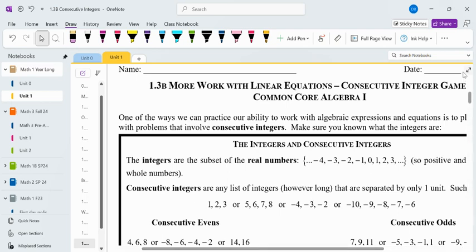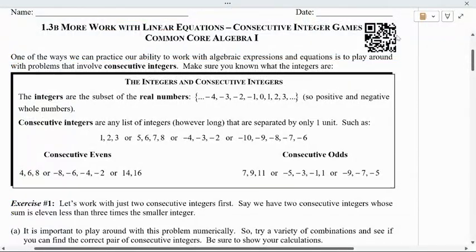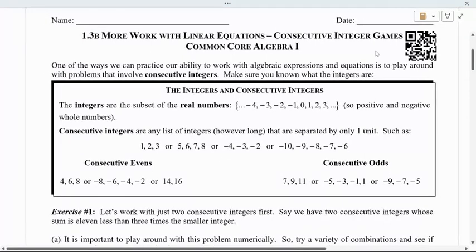Number kind of like goes up. It goes up. It's like the way that we count, right? We count in order. So consecutive are numbers that come in a row or in order, like 1, 2, 3, 4, 5. -5, -4, -3, -2.